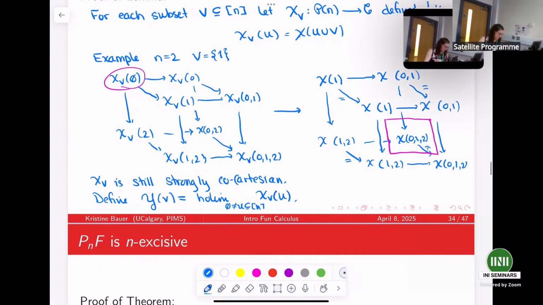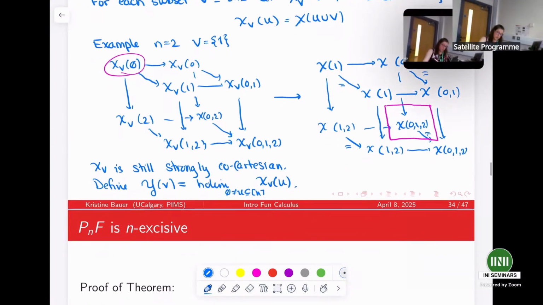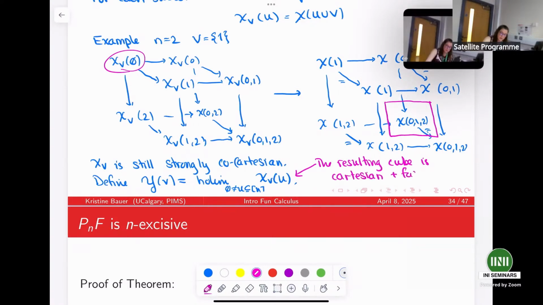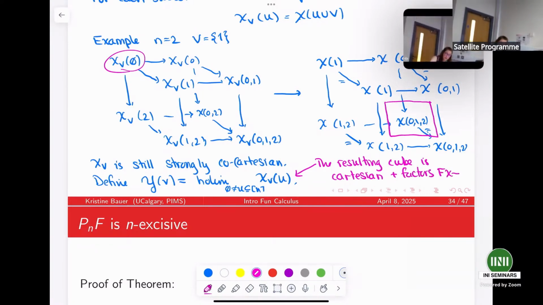All right. So y is in fact Cartesian. And it factors f chi to tf chi.